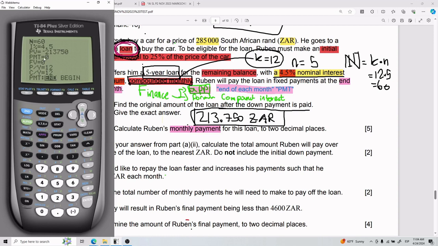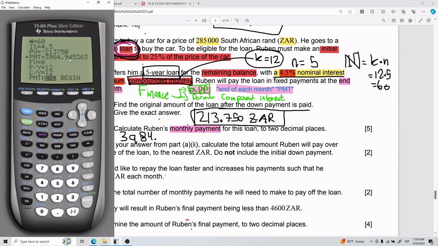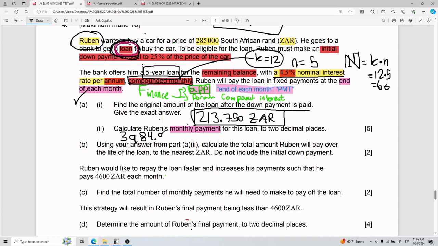Where is your solve button? Right above enter in green. So to hit that green button, you press alpha, enter, makes you hit solve, boom. Right there, you solved for PMT. And so part A, part double I is going to be 3,984. We can round it a little bit, of course, to .95. Don't forget your units, ZAR, okay?